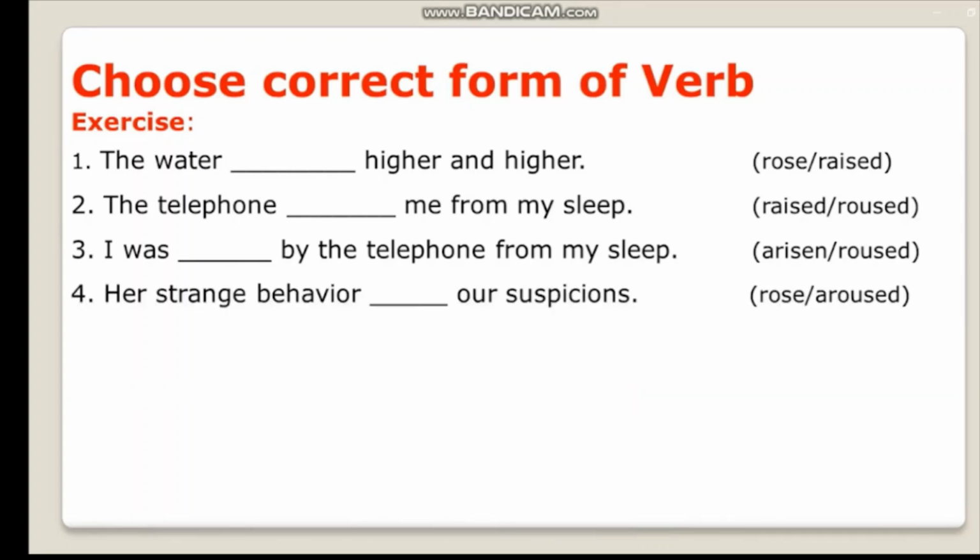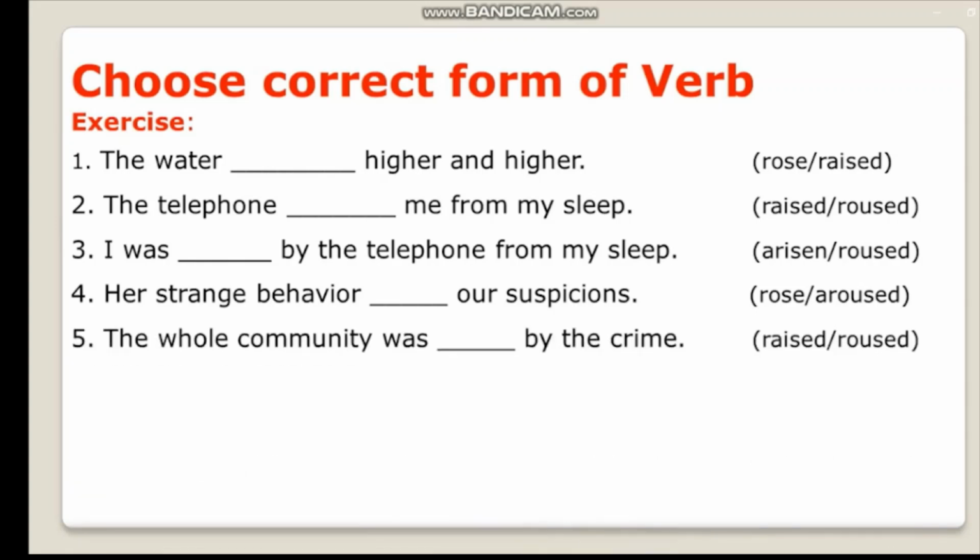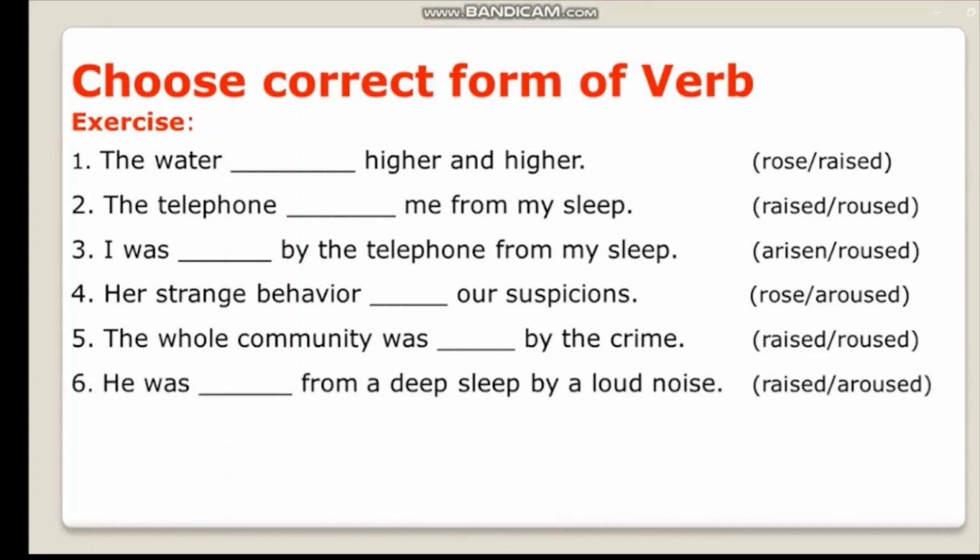Next, choose the correct form of verb. एक्सरसाइज है, इसमें आपने चूज करना है। Number 1, the water dash higher and higher. Number 2, the telephone dashed me from my sleep. Number 3, I was dashed by the telephone from my sleep. Number 4, our strange behavior dashed our suspicion. Number 5, the whole community was dashed by the crime. And number 6 is he was dashed from a deep sleep by a loud noise.